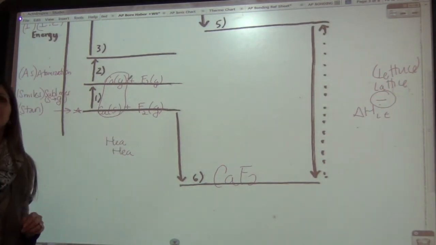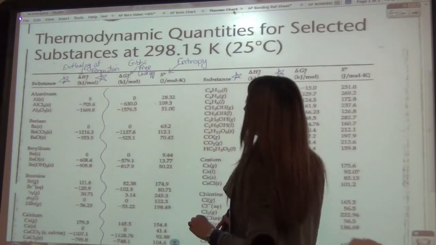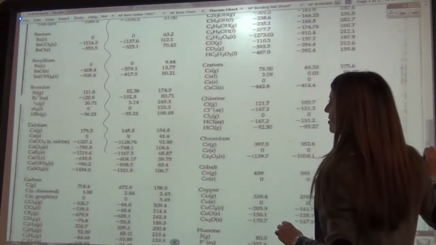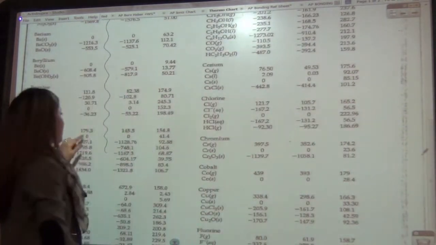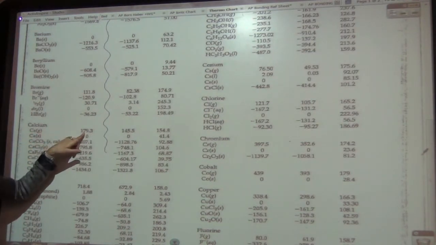We're going to take a look at what chart? What chart's going to give us this value? Thermo. We're going to take a look at our thermo chart, and we're going to come down to calcium. Now, you all know that calcium as a solid is 0, so we don't have to look at that. We're going to look at calcium as a gas, and calcium as a gas is 179.3.